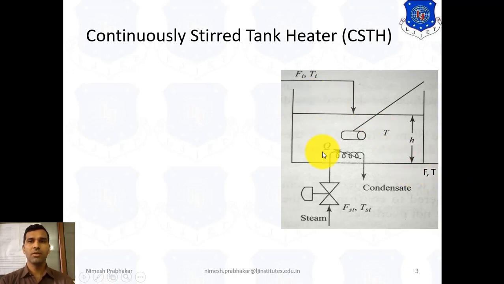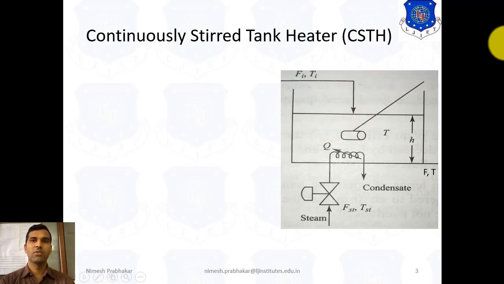To increase this temperature we use one coil, and here we give the inlet supply. By using steam we increase the temperature inside this tank. Here FST is the flow rate of the steam and TST indicates the inlet temperature of the steam. So by using this steam we increase the temperature of the liquid inside, and at the outlet we get the high temperature. This is the basic of the continuously stirred tank heater.